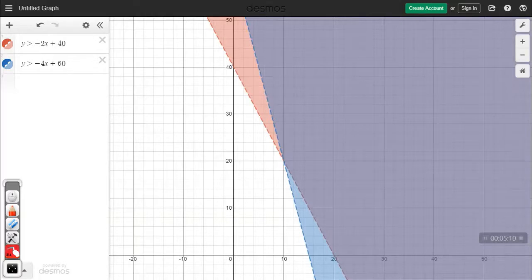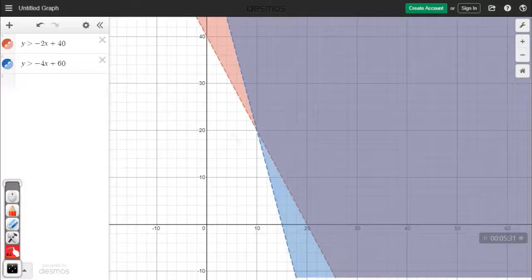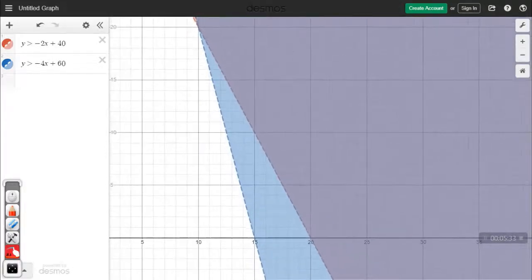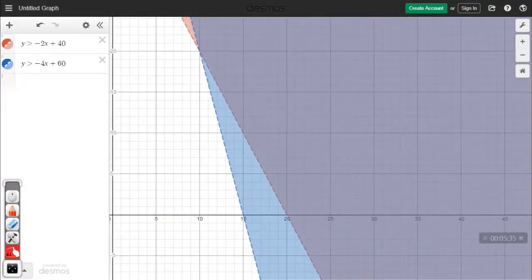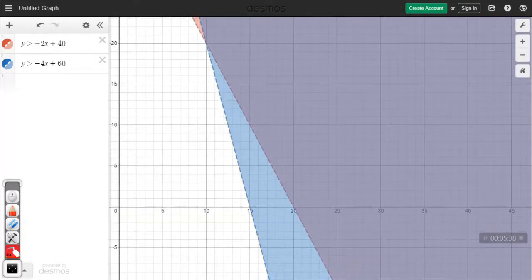It said Keith had met his goal of earning more than 180, but Tammy did not. That means that I want a point, all right? I want a point where Keith met his goal, but Tammy did not. So I want a point that's shaded blue on my picture, not red, not purple. Purple's where they both met their goal, all right? So for me, this region is right down here. I'm going to zoom in a little bit, all right? This region here represents the points where Keith met his goal, but Tammy did not.